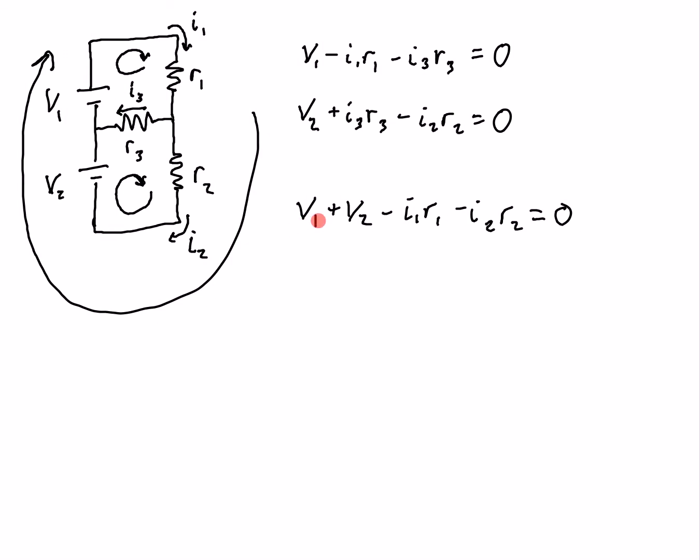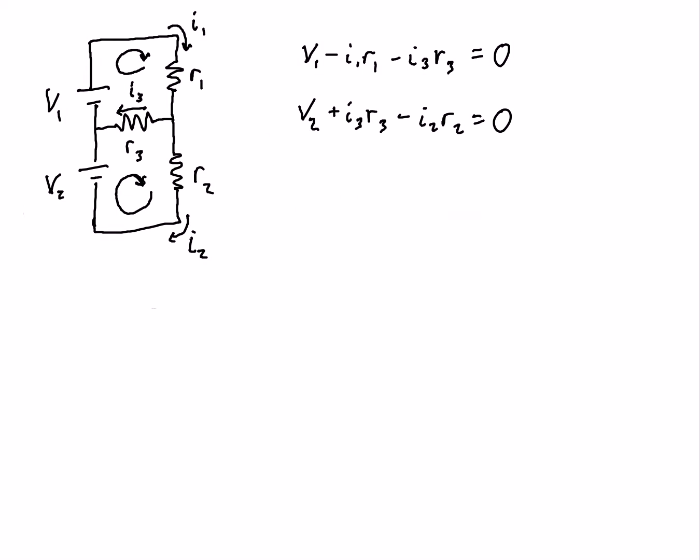Now, this equation is actually redundant to these first two, because if I took these first two equations and just added them to each other, this is what I would get. I would get V1 plus V2 minus I1 R1 minus I2 R2, and the I3 R3 terms cancel out because one has a minus sign and one does not. So there is a third loop we can consider here, but it's actually redundant to the first two. It doesn't give us any new information, so we don't have to consider it. This is characteristic of applying Kirchoff's laws to circuits. Usually once you consider all the possible loops, one of them turns out to just be redundant.